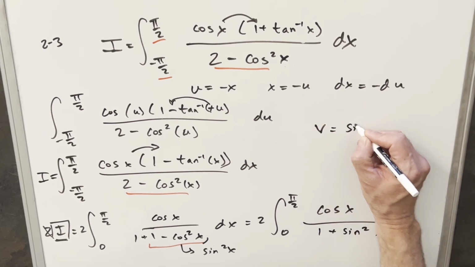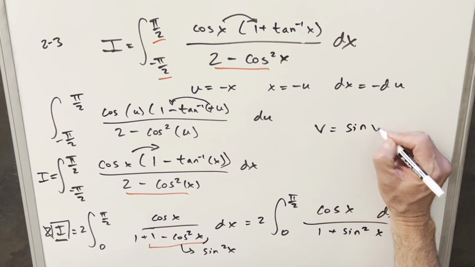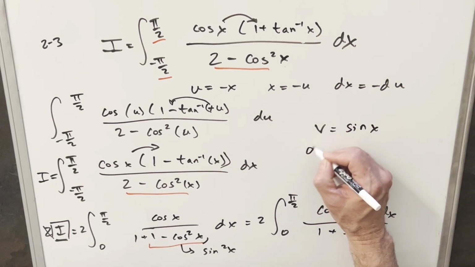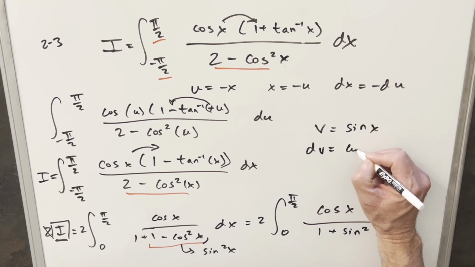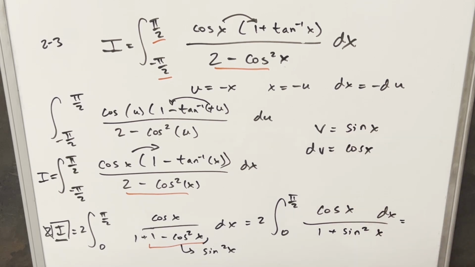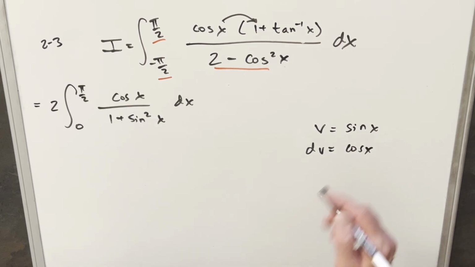So I'm going to call v equal to sine x for this integral. Then our dv is going to be cosine x dx. And so I'll just try to squeeze in this v substitution here, like really small. Okay, just kidding. I don't think you can see that. So let me clean up the board. Okay, so now I'm ready to do this substitution with my v and dv over here.